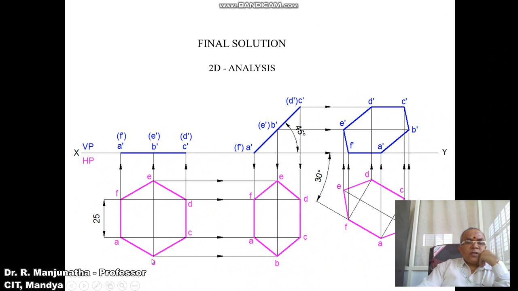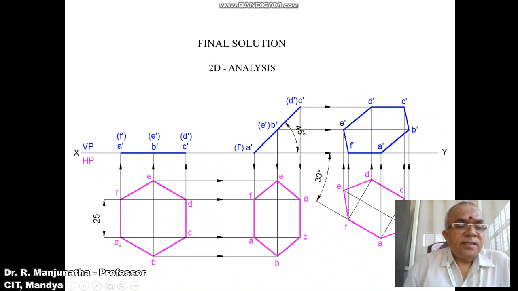Then you mark this point as B and this point as E. With B as center, taking the radius of 25, cut an arc on the circumference of the circle on the left side, and also with the same center cut on the circumference on the right side. Similarly, with E as center, cut an arc on the left side below, which is F, and from here you cut it on this side, and you will get this point.